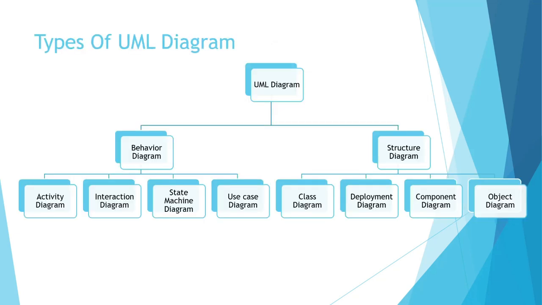Now see, here are different types of UML diagrams. It is divided mainly into behavior diagrams and structure diagrams. Okay. So structure diagrams show the static features of your model. And behavioral diagrams show the dynamic features of your model.